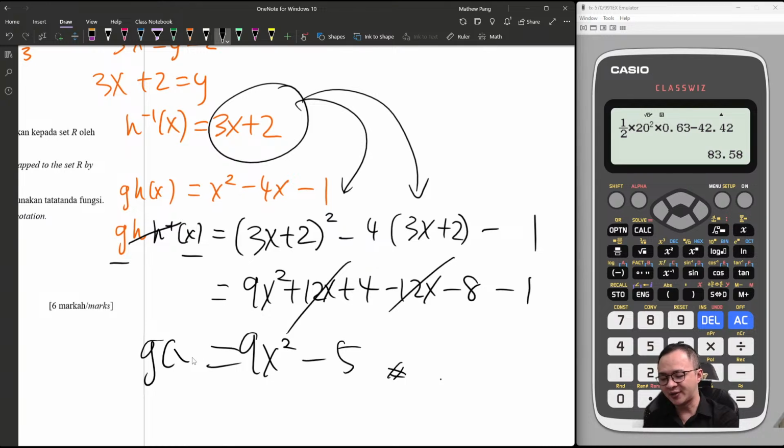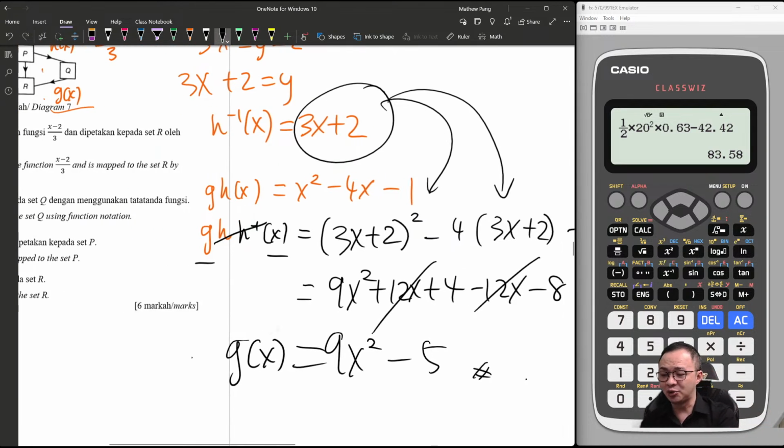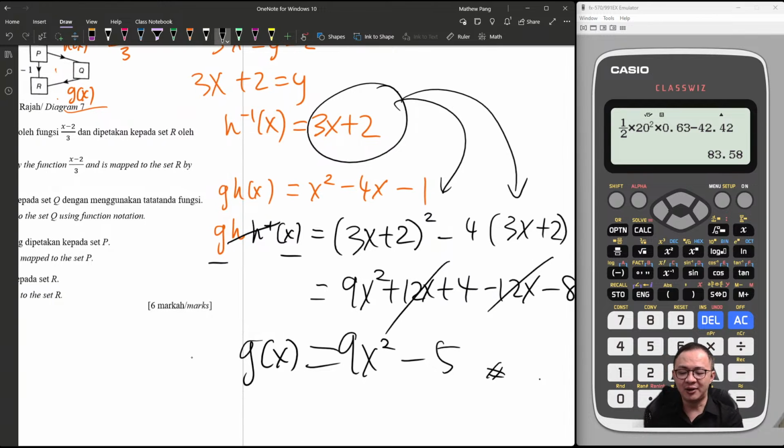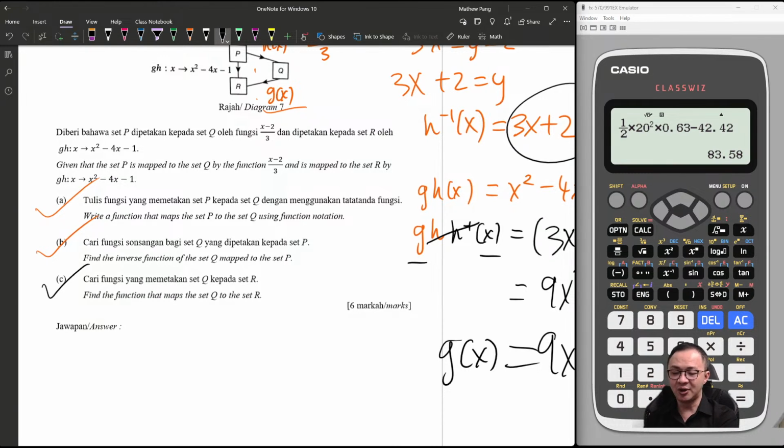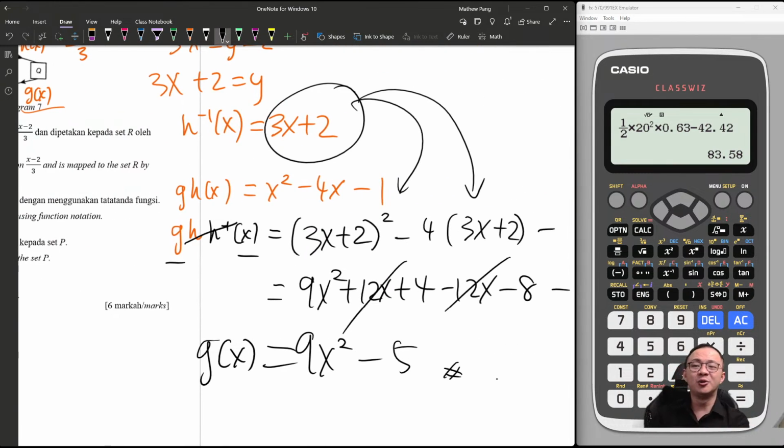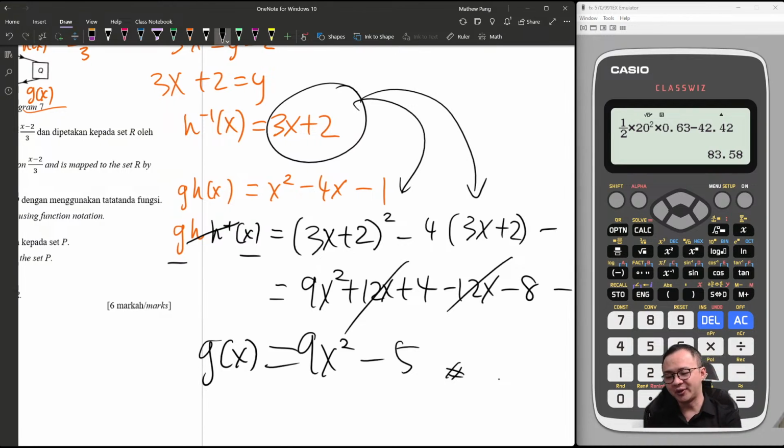Okay, this is the g(x) function, which maps Q to R. Yeah, mapping Q to R, which is g(x). 6 marks in total is not too bad. So the only tip I can give you is you sub the inverse function into itself, you will get x. Okay, remember this one, very important.